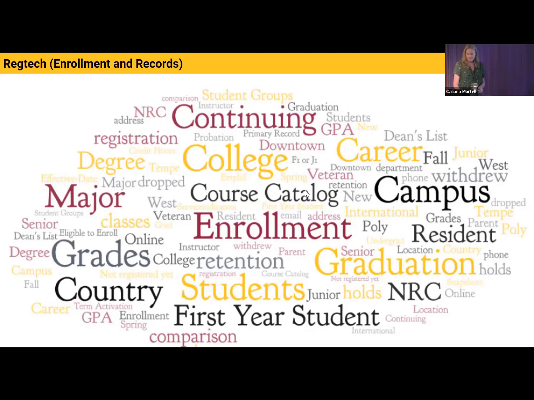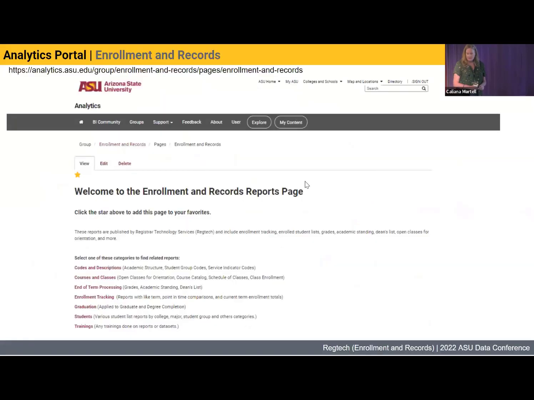Let's see. This is our analytics page called Enrollment and Records. Everybody at ASU that has access to either student records in PeopleSoft or to student records in Data Warehouse has access automatically to this group of reports. FERPA is required for all of it because FERPA protected information is available on this page. The page that I'm showing is what you would see when you have access.